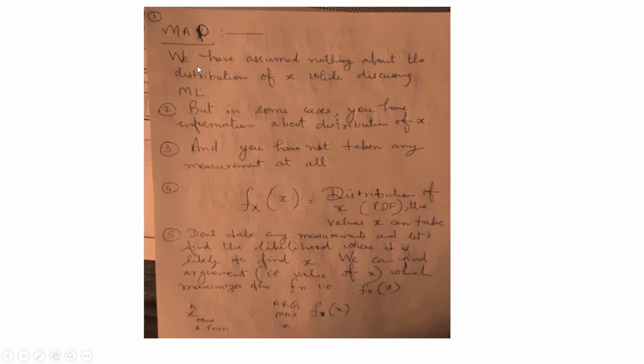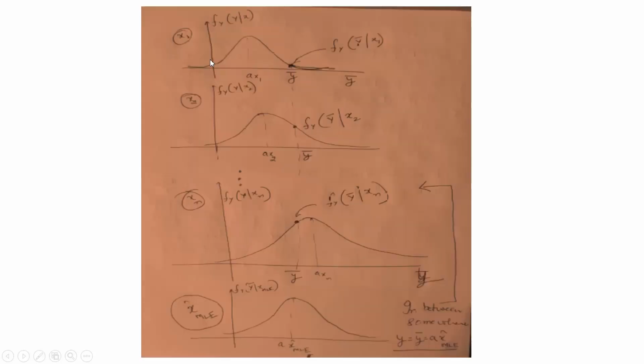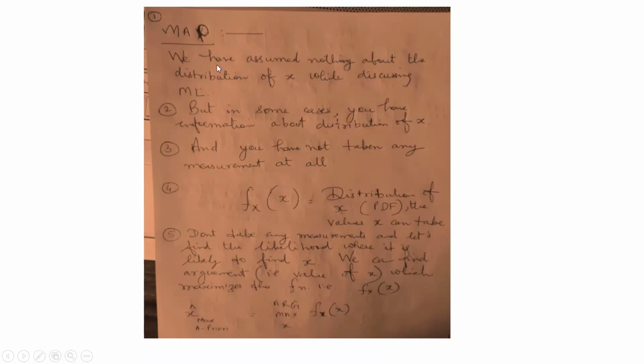Now if you look at the maximum likelihood estimation, we have assumed nothing about the distribution of x. So we don't know what is the distribution of x. So while discussing ML, I have just discussed ML and I have not assumed anything about the distribution of X. But in some cases, I can have some information about the distribution of X.